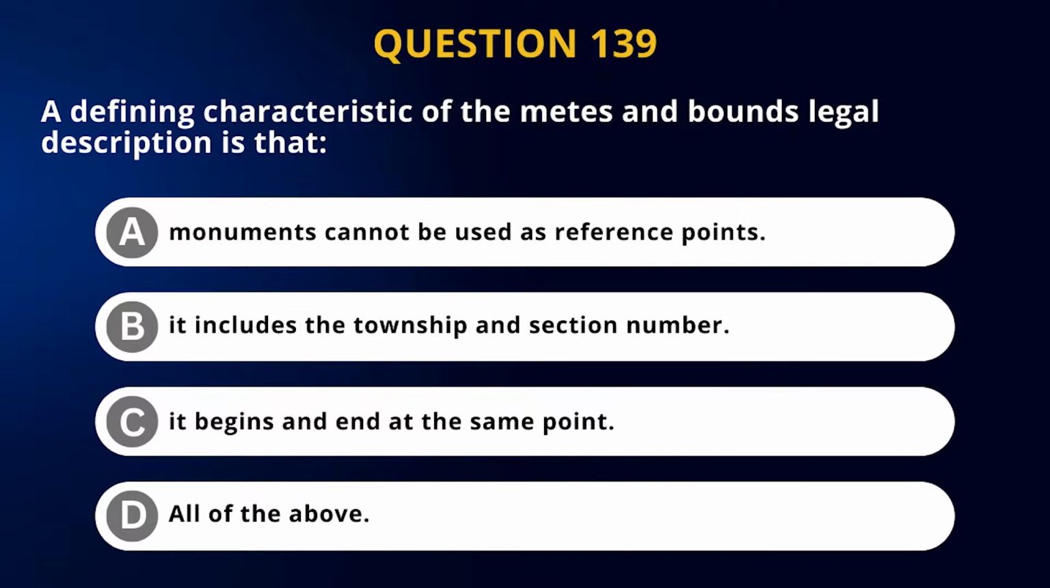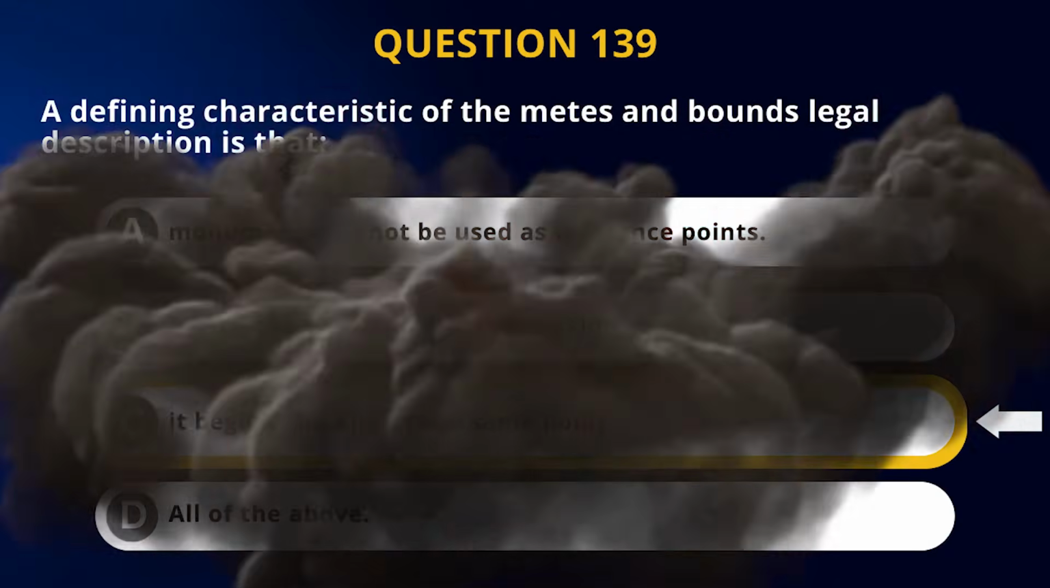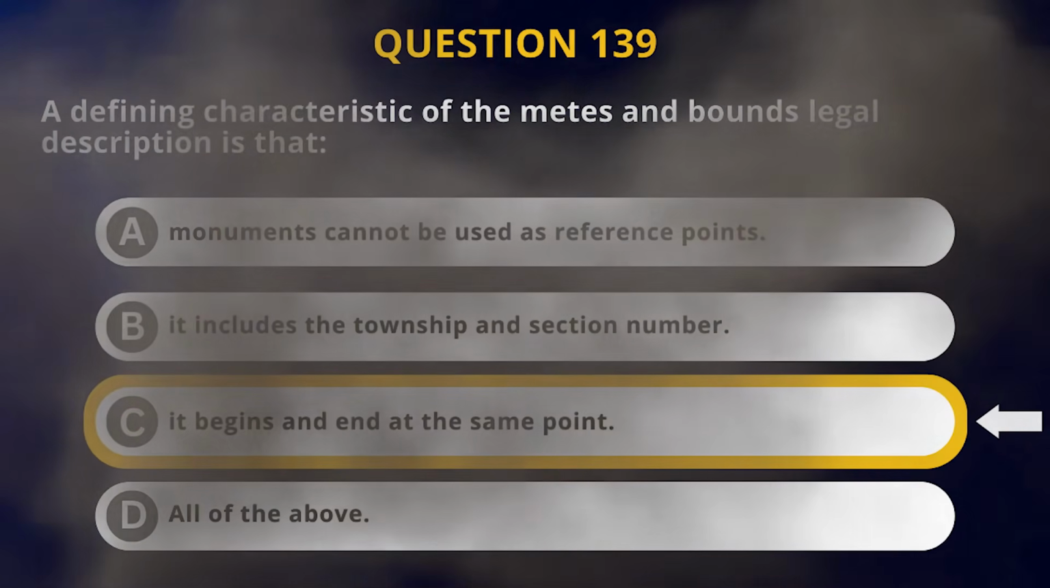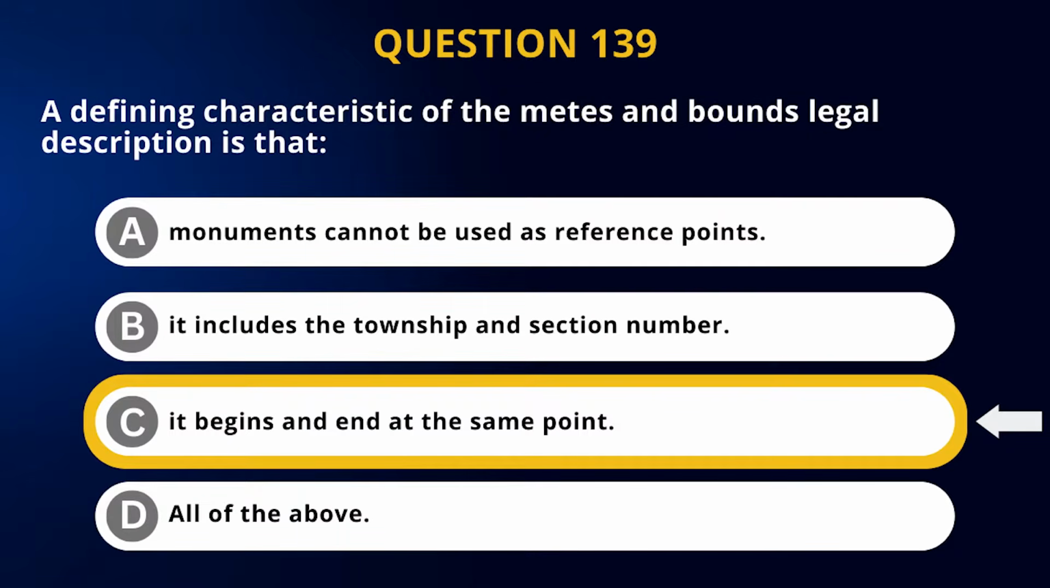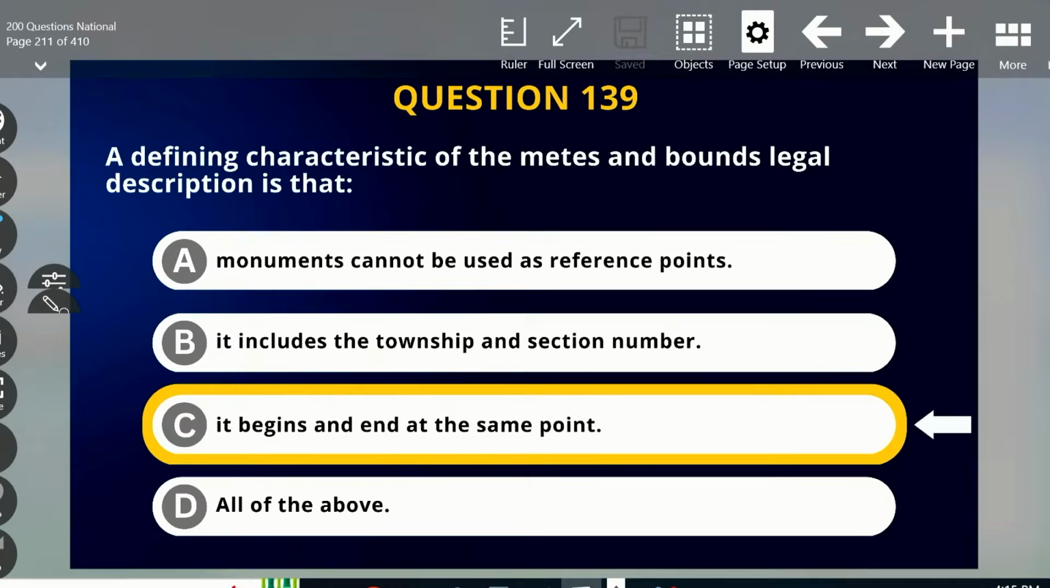And the answer, letter C, it begins and ends at the same point. They actually call that the point of beginning, and it equals the point of end. So sometimes I'll just refer to it as the point of beginning. The POB equals the point of end, the POE. So point of beginning equals the point of end.